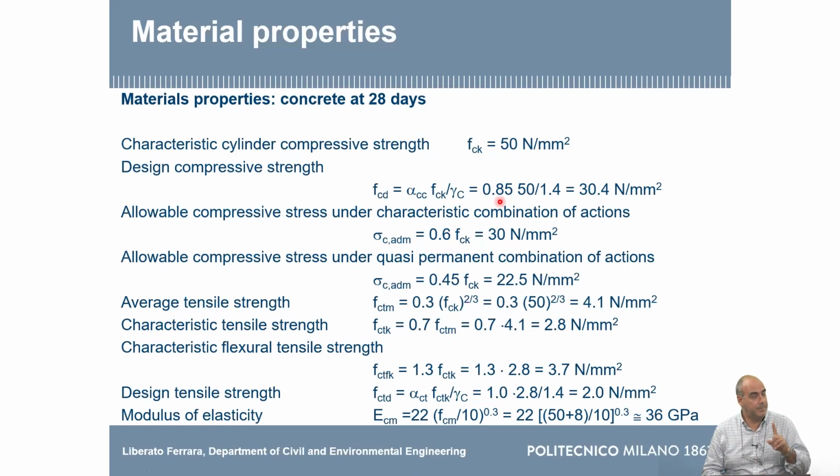But see, this is another important point, and for this reason, I wanted the numbers. We started from a characteristic value of the compressive strength on cylinders of 50. Okay? And in the design, we only use 30. So if you go back to, now I should try.